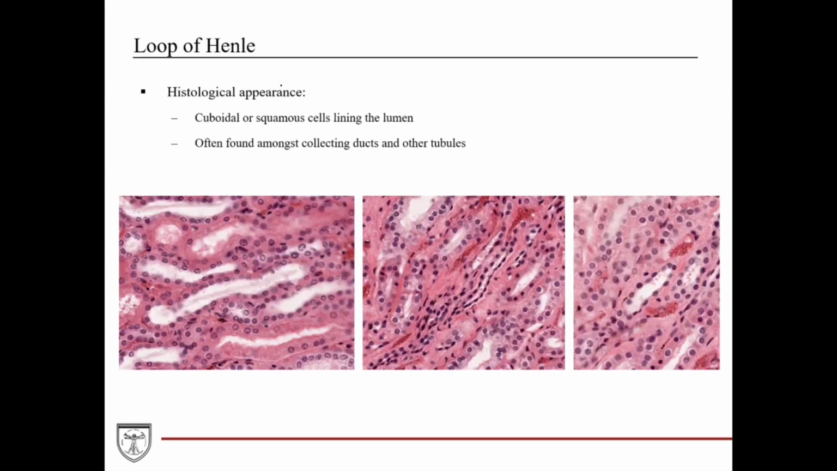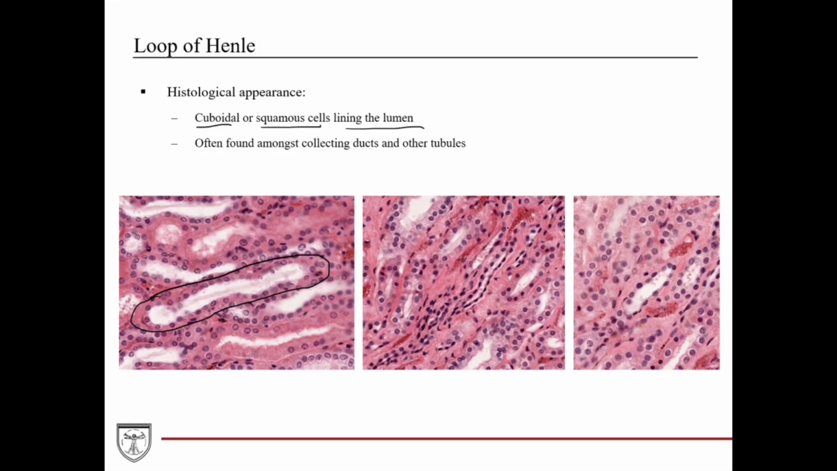So the histological appearance, sometimes these can be hard to find because they have either cuboidal or squamous cells lining the lumen. They're very thin. Remember, it's in the name, the thin descending or thin ascending limb, for the most part, unless you're dealing obviously with the thick ascending limb. But say this segment right here, this is a segment of the loop of Henle. And you can see where the cells, it's a very thin layer. You could say it's cuboidal, maybe even squamous, depending on which section you look at, depending on the cut.